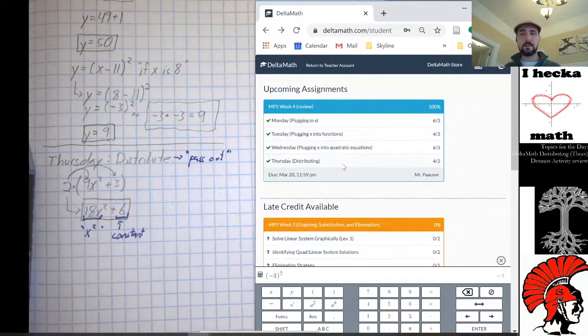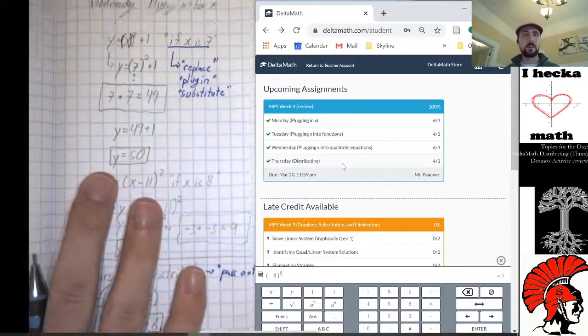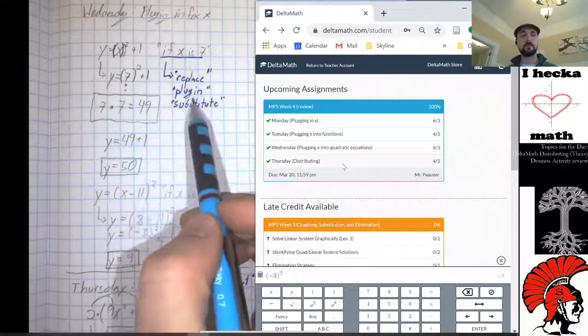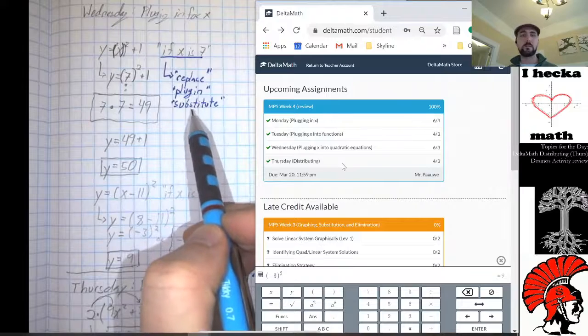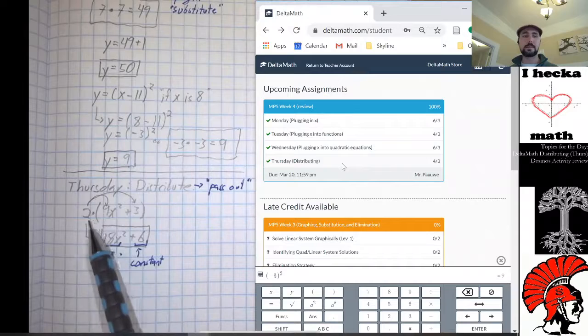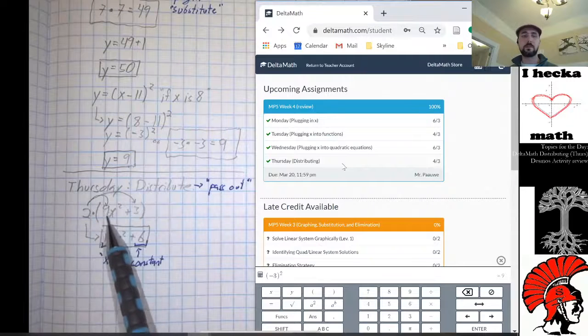This is something that you need to go and practice on your own. And if you want to see more of this, check out the other video that I'll be putting up later. But this is your DeltaMath video for your Wednesday. Scroll up here, your Wednesday, where we're just plugging in for X, right? Replacing, substituting, or plugging in. And for your Thursday, where we are distributing or passing out the number out in front to whatever's on the inside.